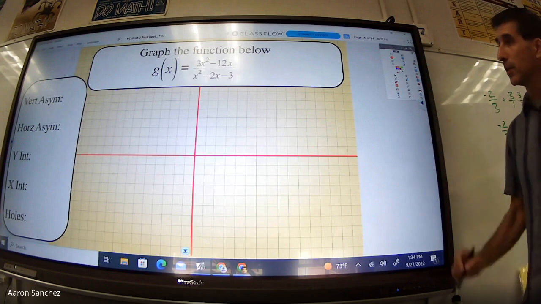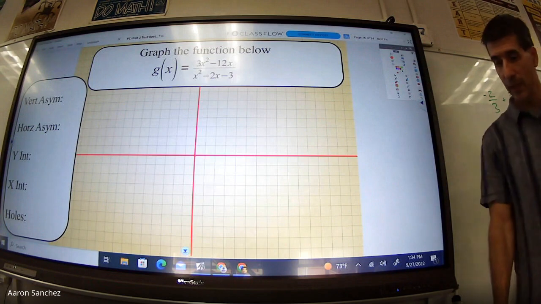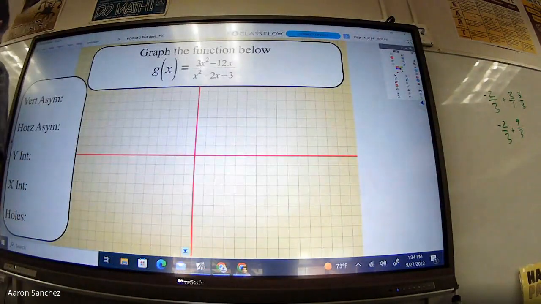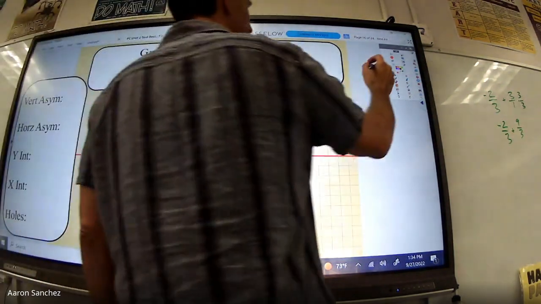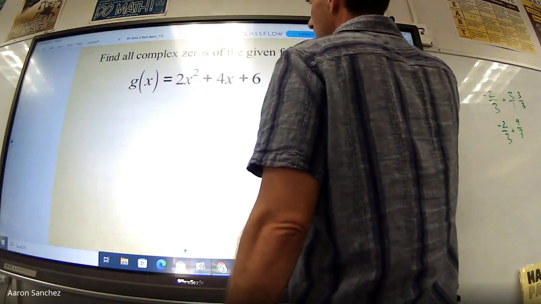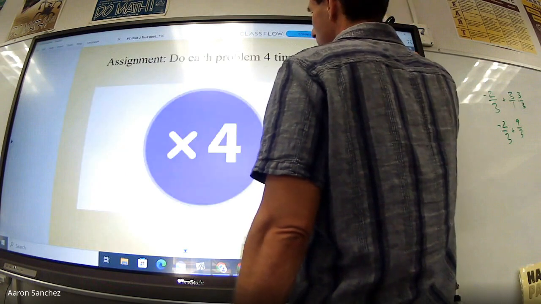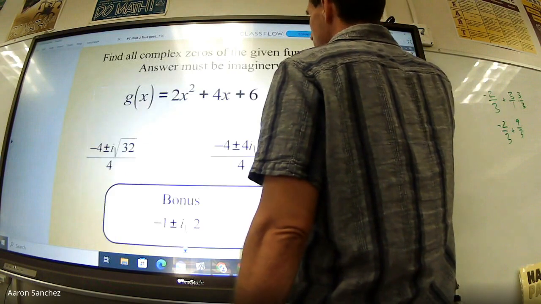Graph the function below. And we have to name the vertical asymptote, horizontal asymptote, y-intercept, x-intercept, poles. How many more do we got? Okay, so two more questions.